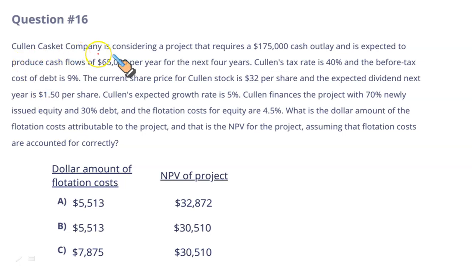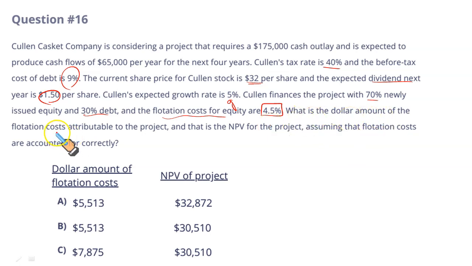Next question. Cullen Casket Company is considering a project that requires a $175,000 cash outlay. That's an initial investment and is expected to produce cash flows of $65,000 per year for the next 4 years. Cullen's tax rate is 40% and the before tax cost of debt is 9%. The current share price of Cullen is $32 per share. The expected dividend next year is $1.5 per share. Cullen's expected growth rate is 5%, that is G. Cullen finances the project with 70% newly issued equity and 30% debt, and the flotation cost for equity is 4.5%.